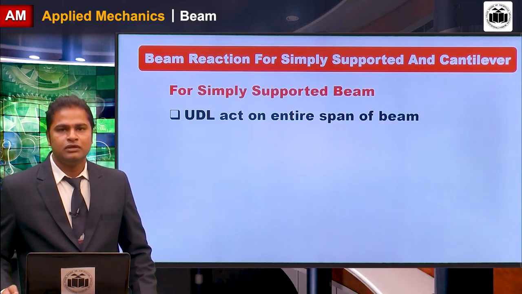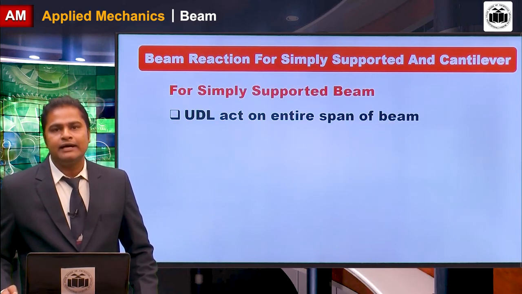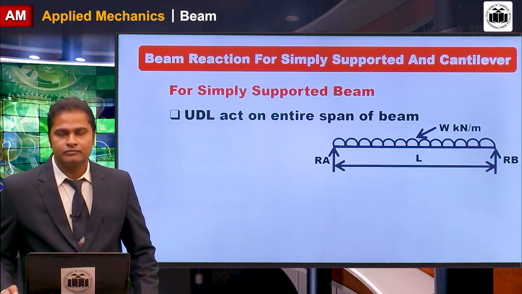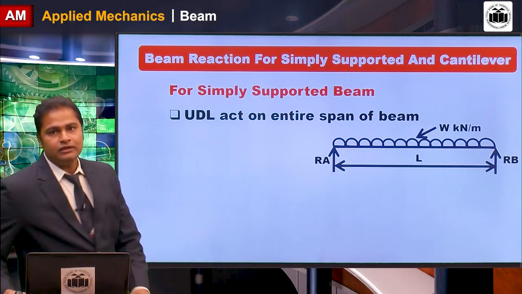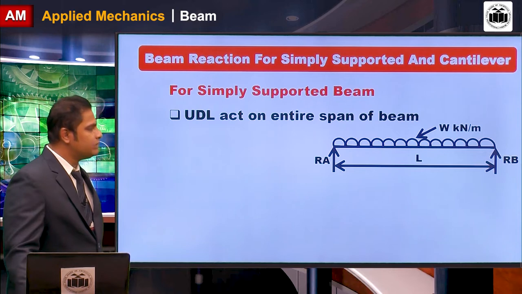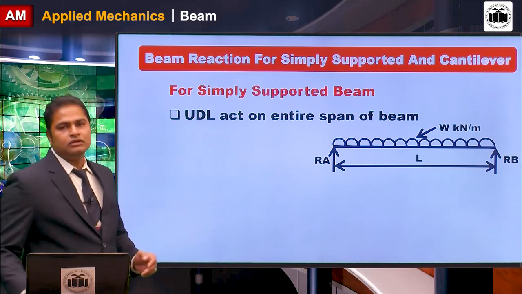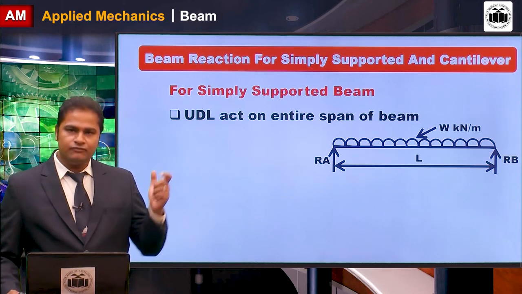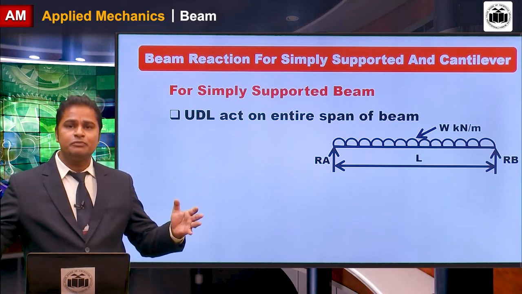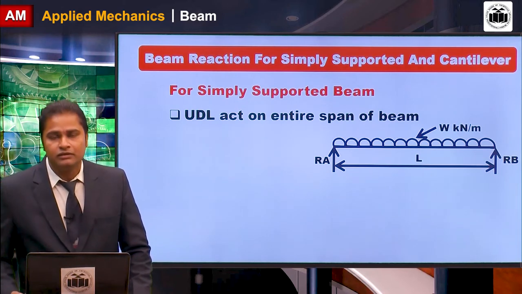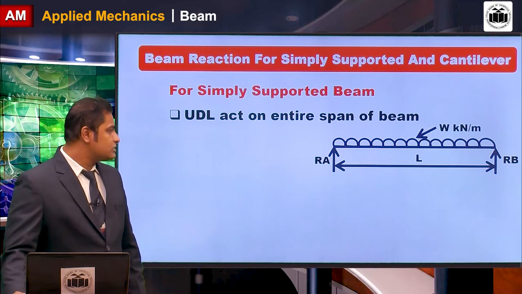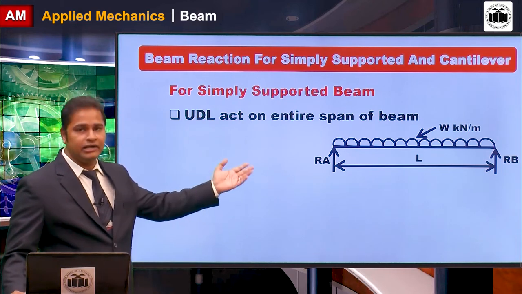Case 2: a UDL acts on the entire span of the beam. This is the beam, and the UDL is W kilonewton per meter. The UDL is also a vertical force, but it is uniformly distributed over the entire span. In that condition, how do we calculate the reactions RA and RB?